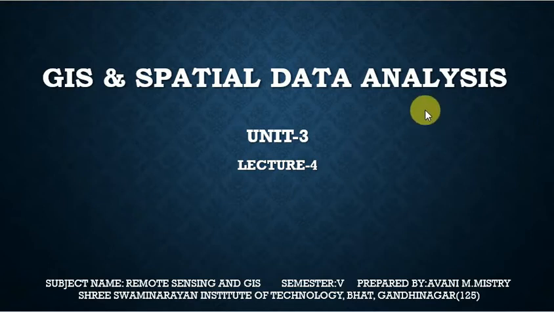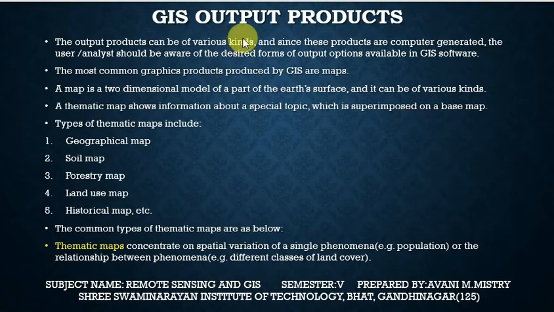Unit number 3, lecture number 4, GIS Output Products. The output products can be of various kinds, and since these products are computer generated, the user analyst should be aware of the desired forms of output options available in the GIS software.